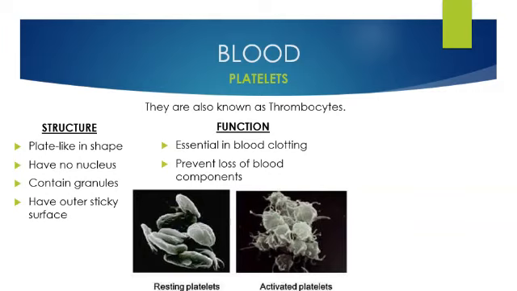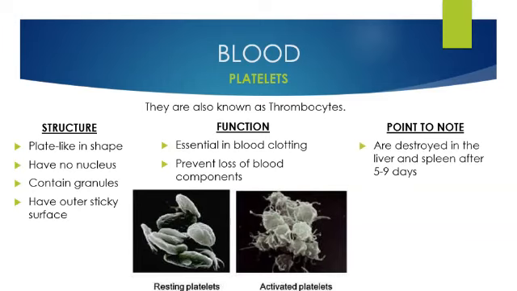The diagram here shows some resting platelets on the left. Then on the right, you can see some activated platelets. Activated platelets are just platelets that have been involved in the process of clotting. As you can see, they've been meshed up, forming something like a net. But when they are resting, you can see they are plate-like structures, right?